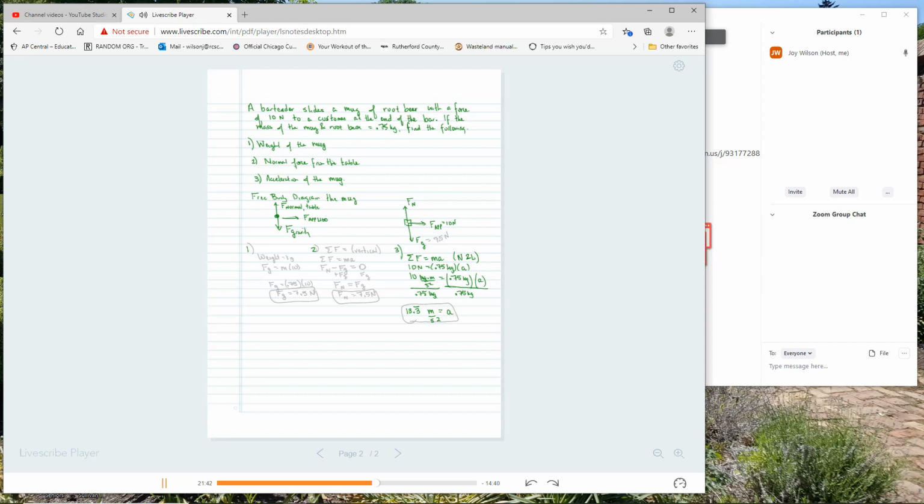And I'm going to go weight is force due to gravity. So force due to gravity is mass times 10. So 0.75 times 10. So the force due to gravity is 7.5 newtons. So now on my picture, I know this one is 7.5 newtons. Weight is the force due to gravity.